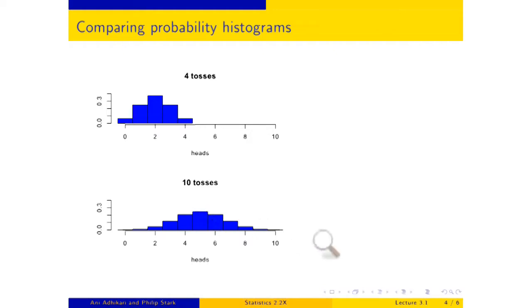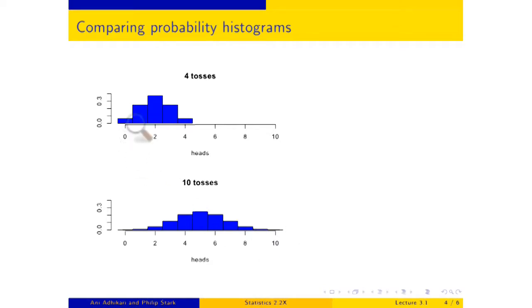And now it looks like this. So it's wider and flatter, and it has moved to the right. It's wider because now there are more possible values of heads. It has moved to the right because with more tosses you expect more heads. And it has squished down, that's what we're talking about now, because the total area of 100% is distributed over a much bigger range of values.